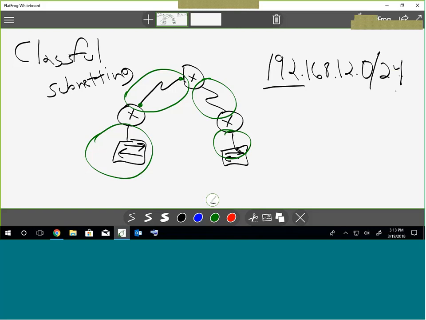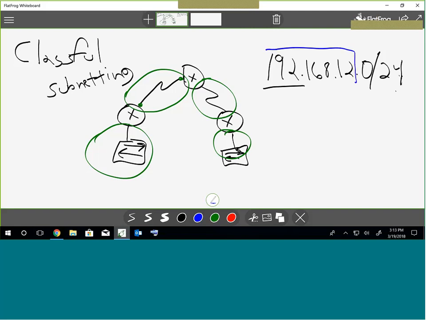This is one network of how many hosts? How many host bits are in this network? Well, the last octet goes up to 255, and it's 256 minus 2, really for network and broadcast. Because it's 0 to 255, which is 256 bit positions, because it's 2 to the 8th.